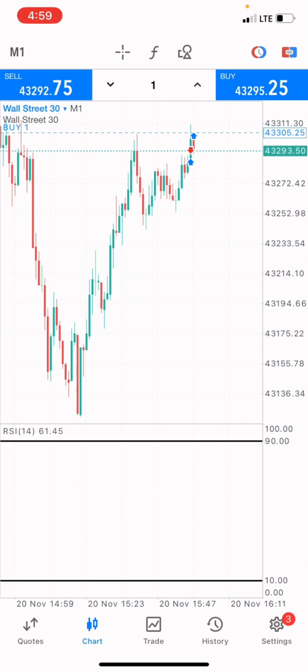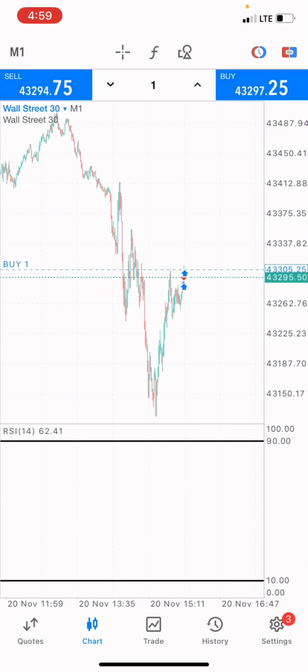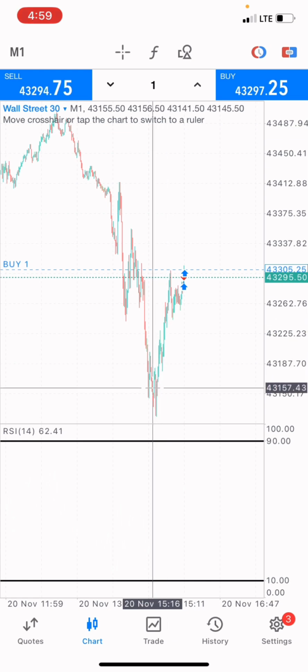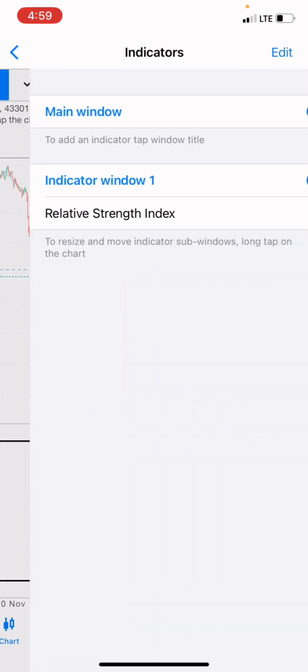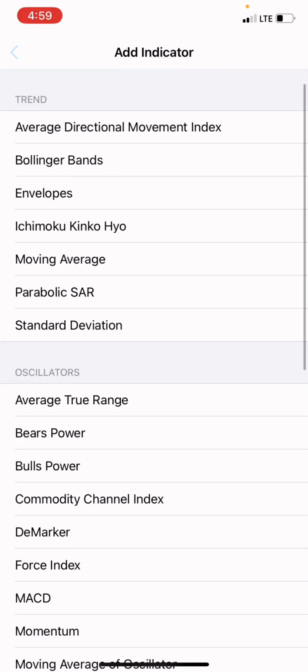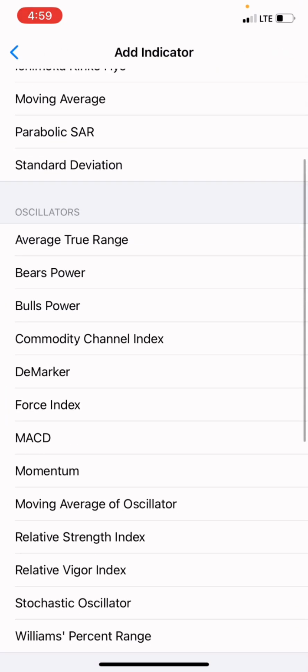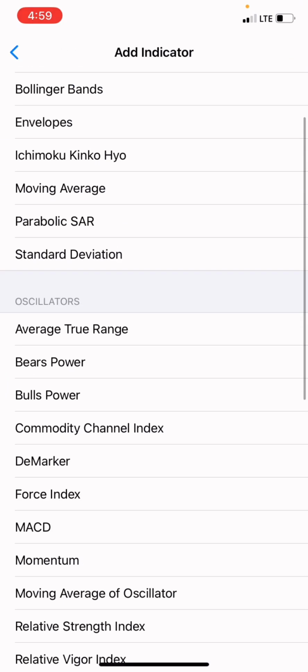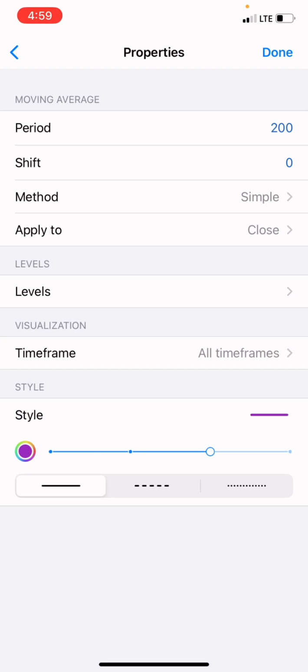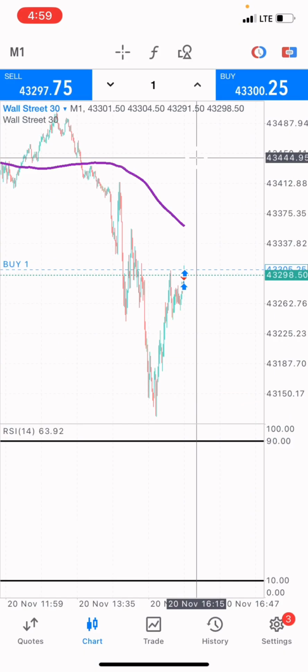All right, so the market is going to buy, but it's going to retest for a little bit because the market has gotten to this point in time, so it should go towards the upward trend. I'm going to put on the moving average. I'll put on the moving average right here of period 200, shift 0, method simple, apply to close. The style, I put that on 3 pixels right there.